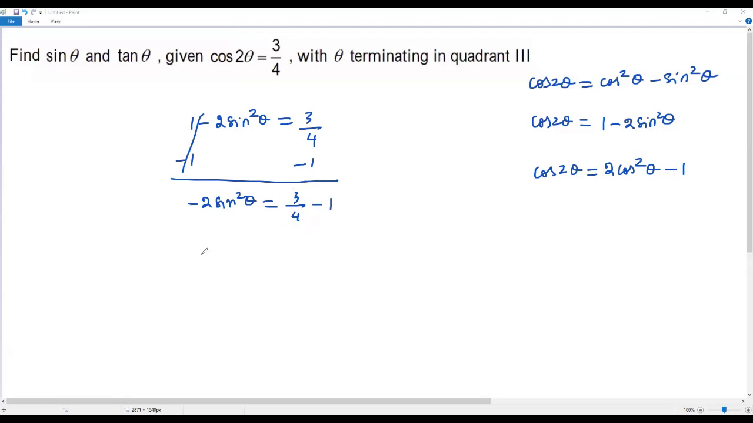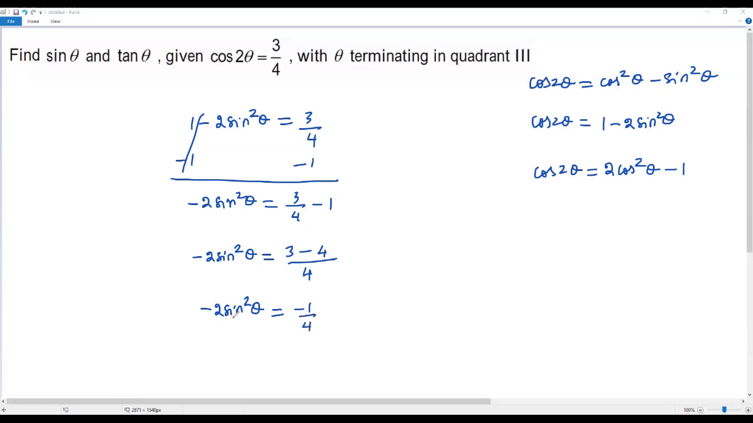To simplify this, let me write the left side: negative 2 times sine square theta equals, whenever I do subtraction between a fraction and an integer, I have to multiply the integer by the denominator of the fraction. Once I'm done with this multiplication, I can take 4 as a common denominator. So 3 minus, when I multiply the integer 1 by 4, 1 times 4 is just 4. Now we can take 4 as a common denominator. So negative 2 times sine square theta equals 3 minus 4, which is negative 1 over 4.